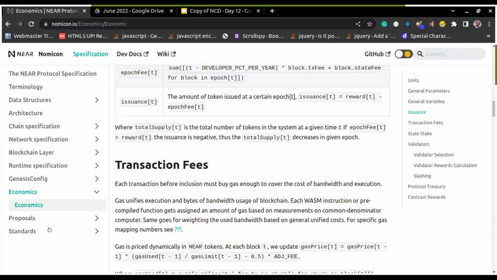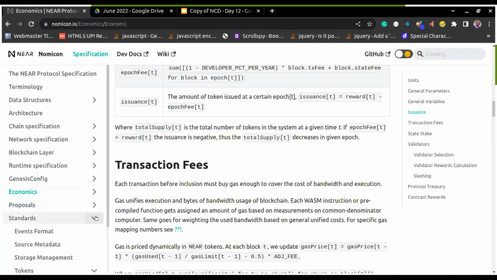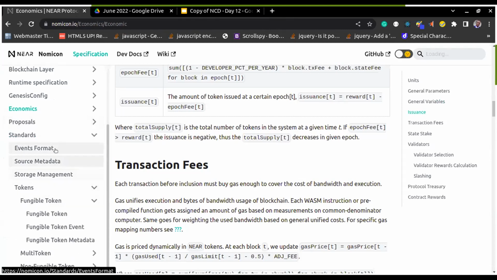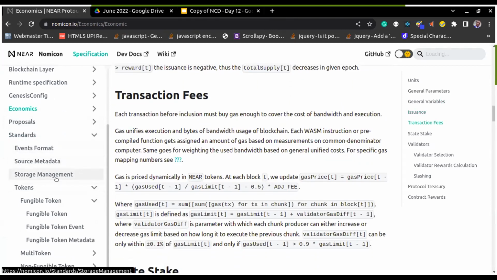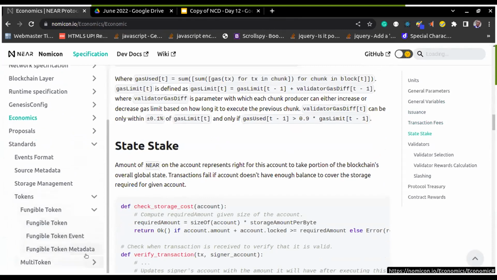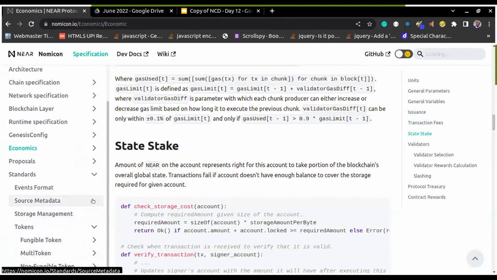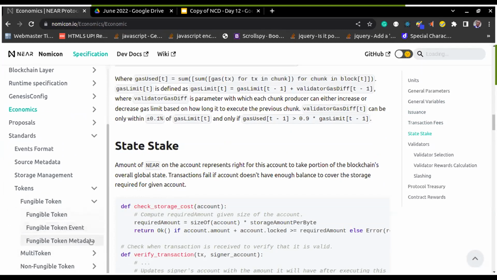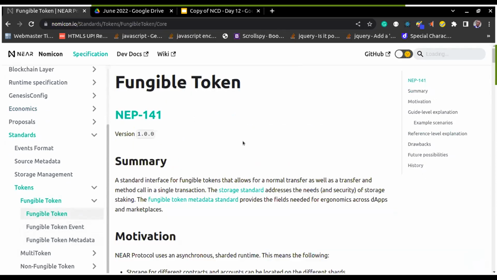So I was saying that we're going to look at standards, and under standards, there's a lot of things you can learn from there. We have the storage management standard, the source metadata standard, and token standards. Under tokens, you have fungible token, multi-token and non-fungible token. We'll just be looking at fungible token. And under fungible token, we have the first standard we're going to talk about, NEP 141.